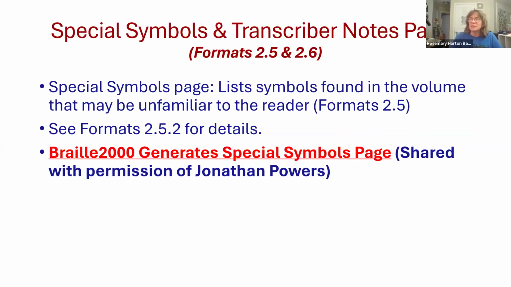Special symbols and transcriber's notes pages. The special symbols page is a list of symbols found in the volume that may be unfamiliar to the reader. They're not in just your standard literary portion of UEB. It might be things like the transcriber's note symbols. We'll take a look at those later.